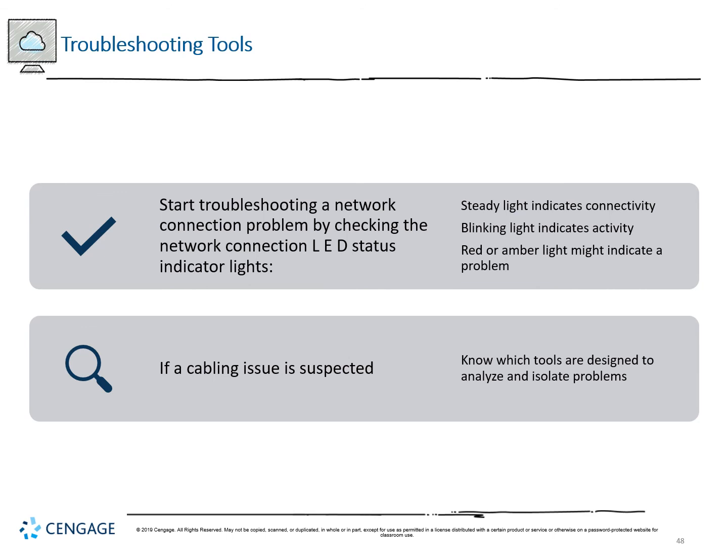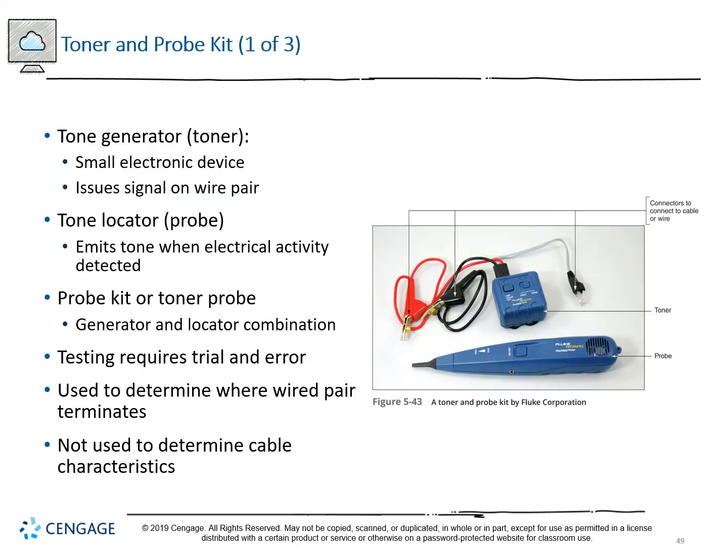If we suspect that cabling is the problem, we need to be able to deal with our tools properly, know which ones we use to isolate and analyze our problem. So one of the easiest ones you'll deal with is what's called a toner and probe kit, tone generator and tone locator. The toner is a small electronic device that issues a signal on a wire pair, which uses little alligator clips to clamp onto a wire.